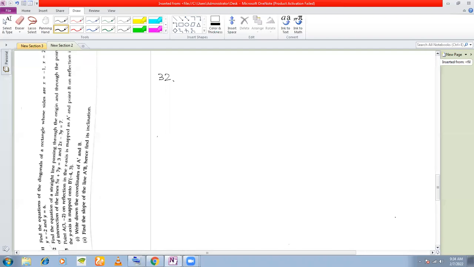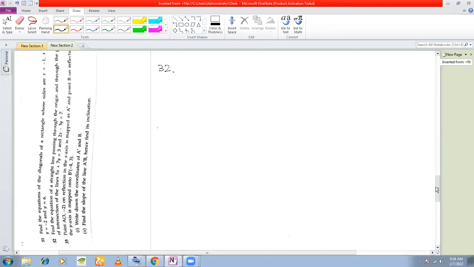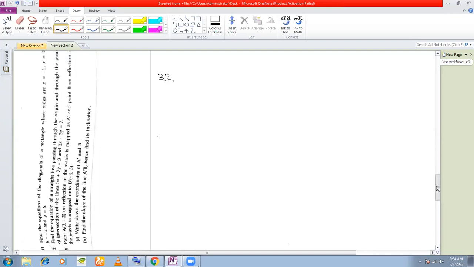The question is, find the equation of a straight line passing through the origin and through the point of intersection of the lines, and two equations are given. So you need to find out the equation of such a straight line which passes through the point of intersection of, let's say, these two straight lines.